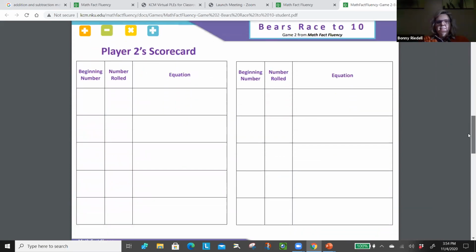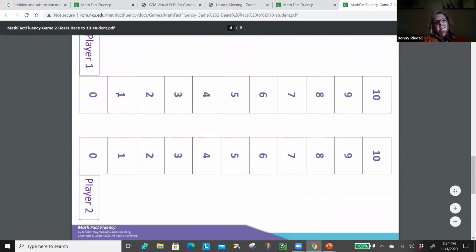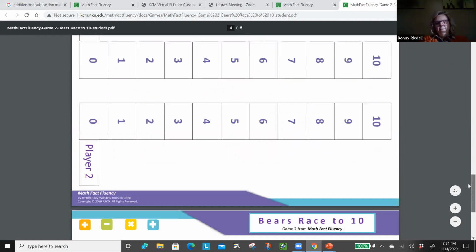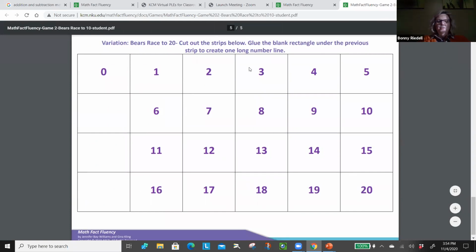And there's a player 2 scorecard. There's also a vertical number line if you want to use that variation. And then a number line to 20. And you have to do a little bit for this one. You just have to cut out the strips and glue it so you can have a larger number line.